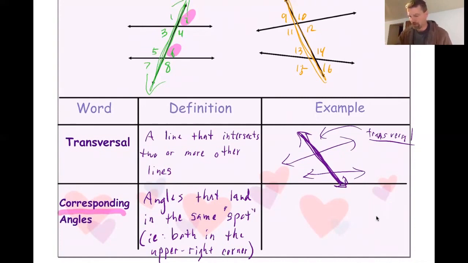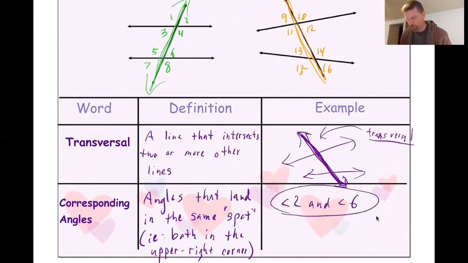So there's lots of examples here. I could say angle 2 and angle 6. Those are corresponding angles because they're both in the upper right-hand corner. I could say angles 3 and 7. Those are both in the lower left-hand corner, same relative spot. So angle 3 and angle 7 would be an example, right? Or I could come up with all sorts of more.